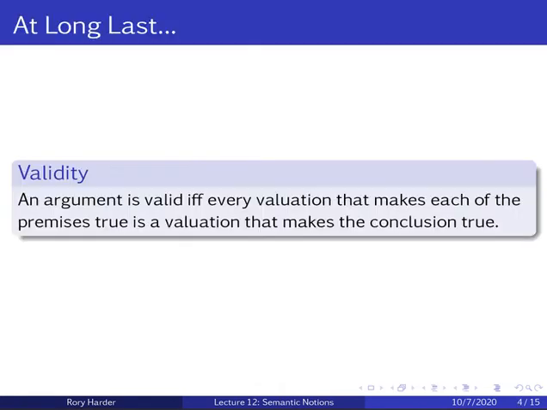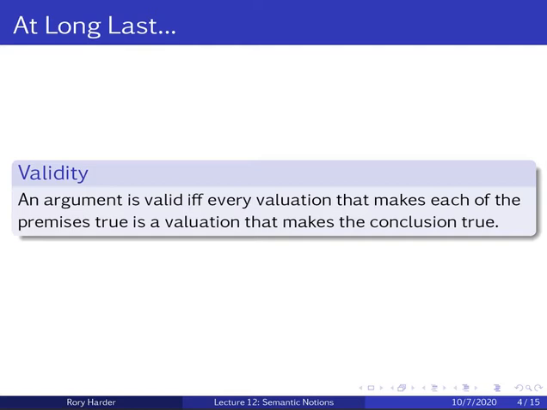So we begin with the definition of validity. So last lecture, I introduced the idea of evaluation. An evaluation is an assignment of truth values to the atomic sentences of the language, as well as how those truth values percolate up given the meaning of the connectives. So with the idea of evaluation in mind, we can define validity as follows. An argument is valid just in case every valuation that makes each of the premises true is also a valuation that makes the conclusion true.